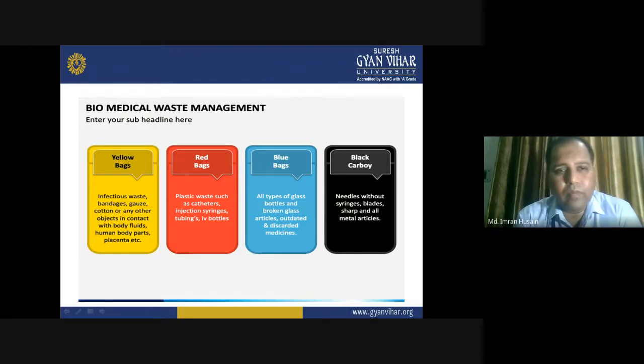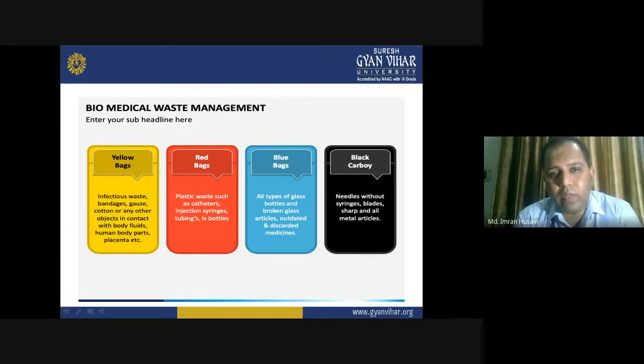So, there are different types of colors that are readily available, and they represent different scenarios and different situations. Yellow bags. What do they represent? Infectious waste, bandages, gauze, cotton, or any other objects in contact with body fluids, human body parts, placenta, etc. So here, what they are saying is that you always have to see that the gauze and things are placed properly. Infectious waste, that is a result of dressing and other things. Objects that contain bodily fluids or human body parts should all be discarded in yellow bags.